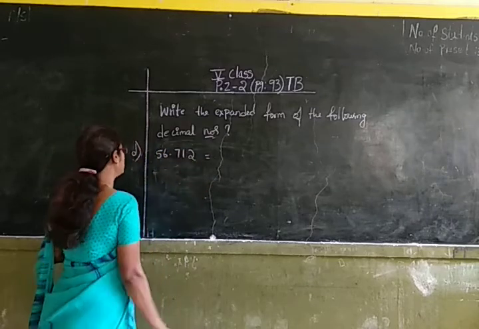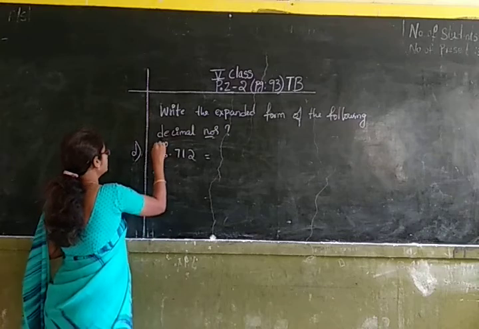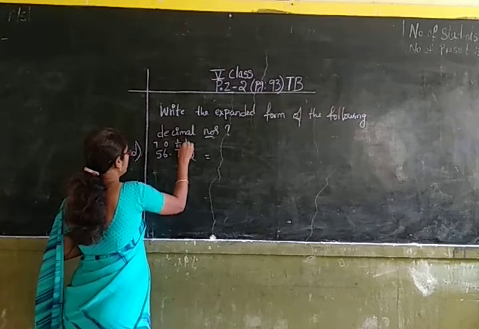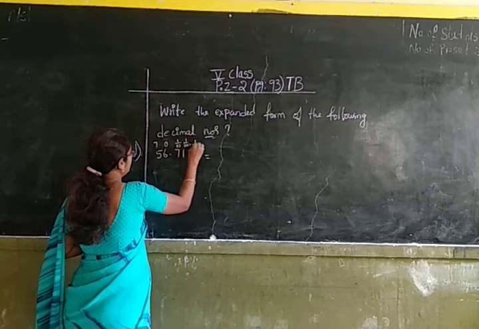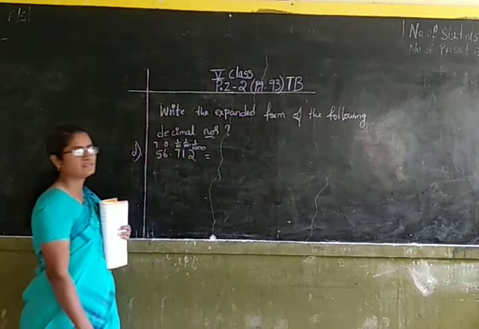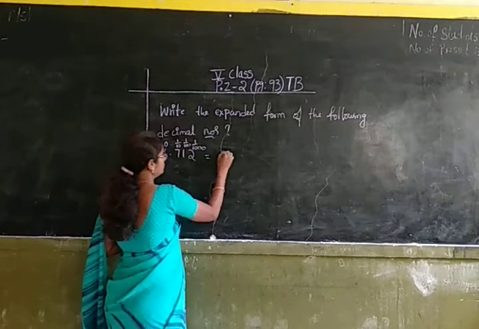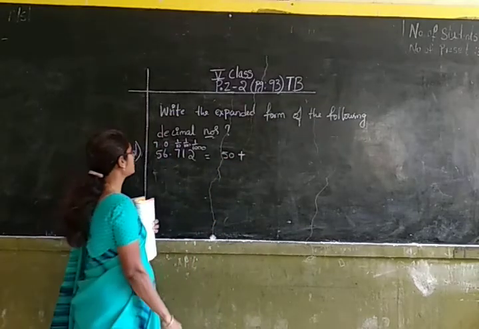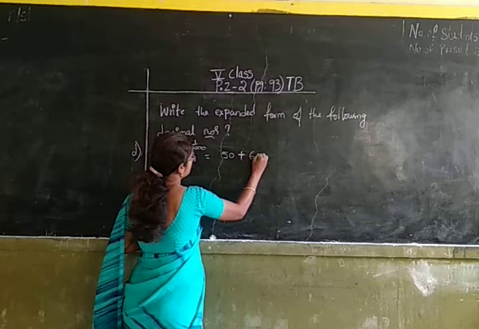56.712. First, let us write down the places. Ones, tens, 1 by tens, 1 by hundreds, 1 by thousands. 5 is in tens place, its place value is 5 into 10, 50. 6 is in ones place, its place value is 6 into 1, 6.